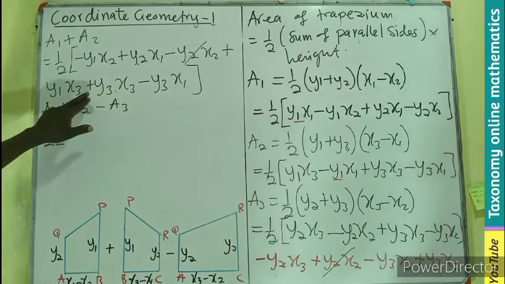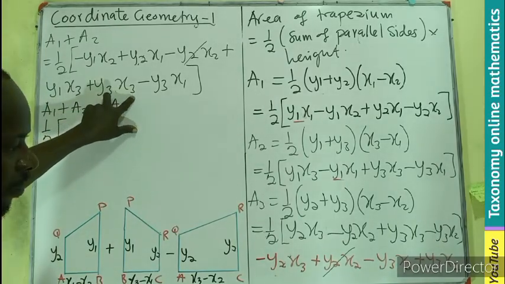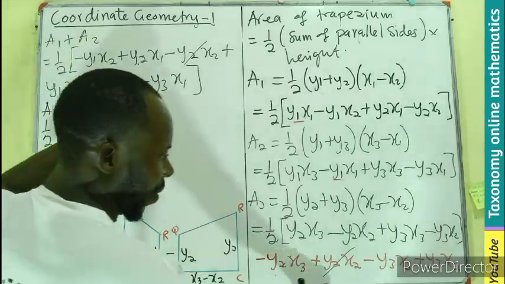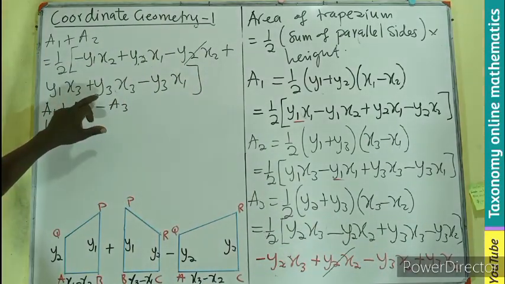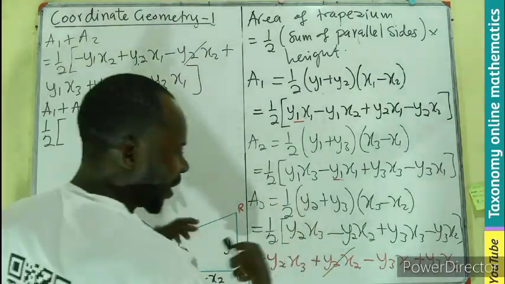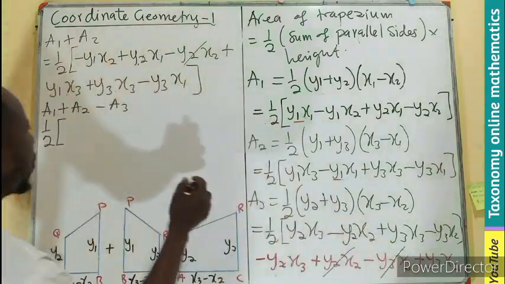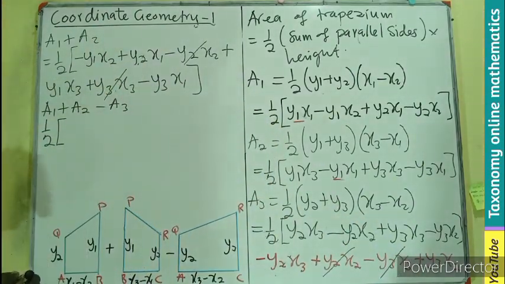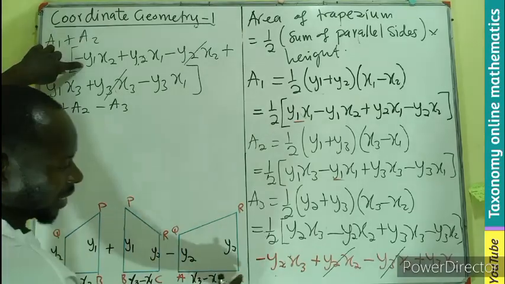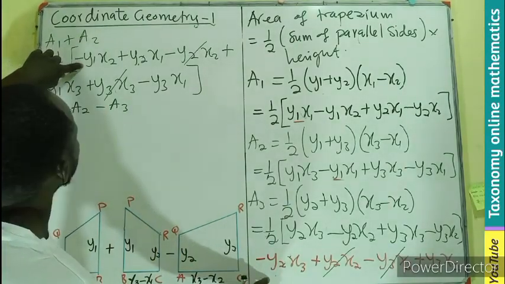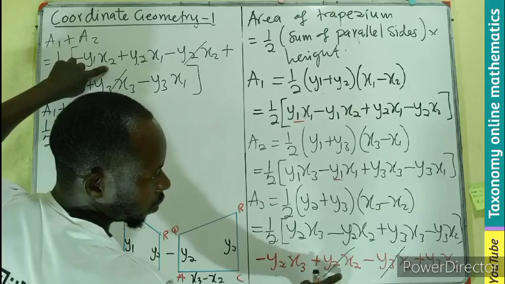y3, where is it? y3 x3. So that's all, we don't have any other term. y3 x3, y3 x3, positive, negative. So this will also cancel this. So we will be left with only here, which is y1. We have a y1 x2.